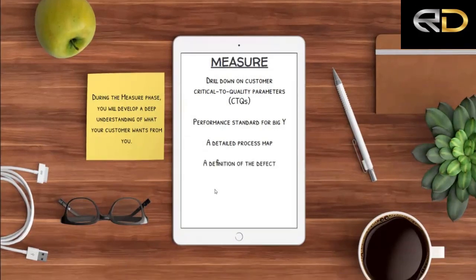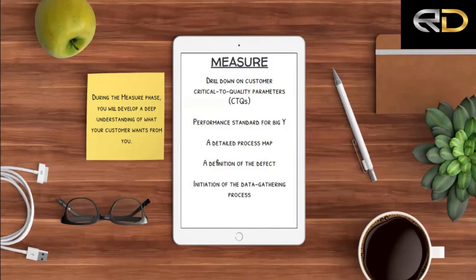And then most importantly, you have to define a defect. You have to define what is considered a defect. A defect is basically what makes the customer unhappy. A defect is a mistake. So in that process in question, in that service or product in question, what exactly is considered a mistake? That is part of developing a deep understanding of what your customer wants from you.